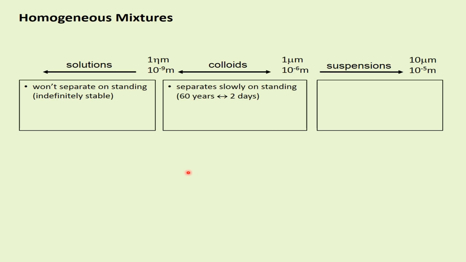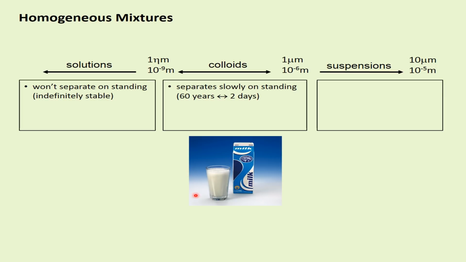Colloids, on the other hand, will separate slowly on standing. An example is milk. Now, some literature will say they are stable on standing, and it's all a question of time frame. So colloids with size ranges around the 1 nanometer mark may be stable up to 60 years, and I'm taking this from wastewater analysis. Wastewater purification examples of silt in water may take 60 years to settle if the particles are in the 1 nanometer size, up to about, say, 2 days to settle in the 1 micron size.